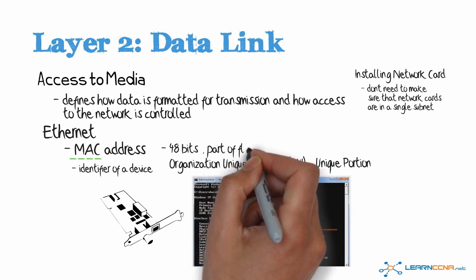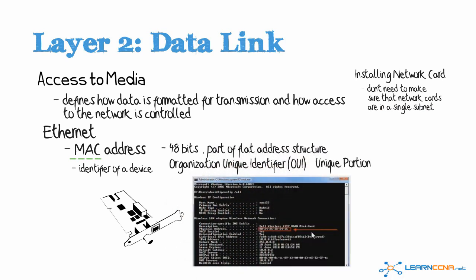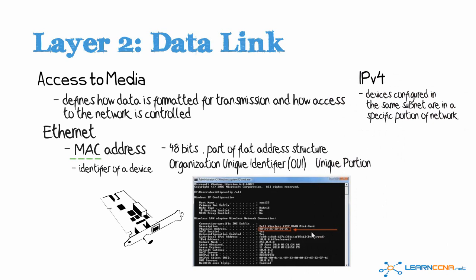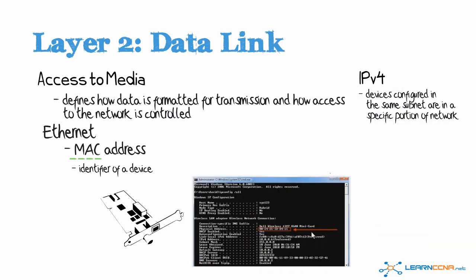MAC addresses are part of a flat address structure, unlike IP version 4 or IP version 6 addresses, which have a logical addressing scheme typically assigned by a network engineer, and addresses are grouped into subnets and configured appropriately. You would ensure in IP version 4 addresses, as an example, that devices configured in the same subnet are in a specific portion of your network. You wouldn't put devices in the same subnet and then spread them across your topology. However, with MAC addresses, you could have HP or Dell laptops spread throughout your network. You don't have to ensure that MAC addresses are sequential or that they are in a specific order.